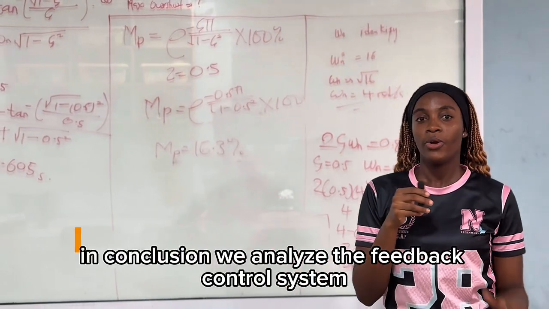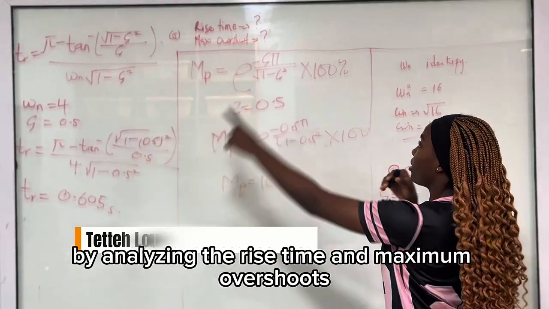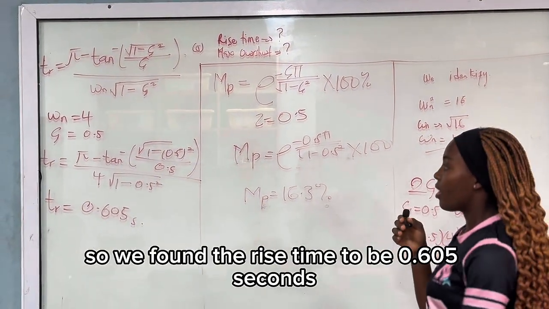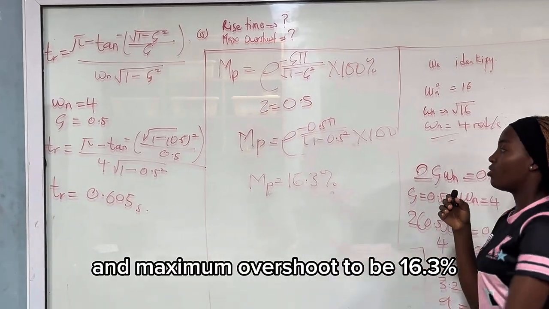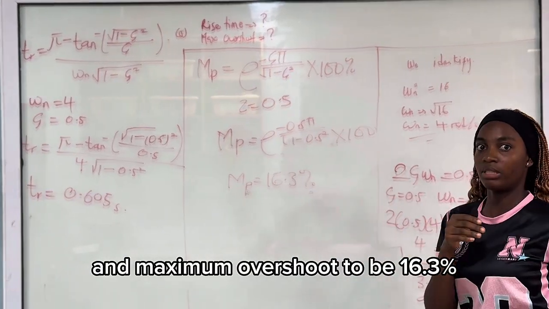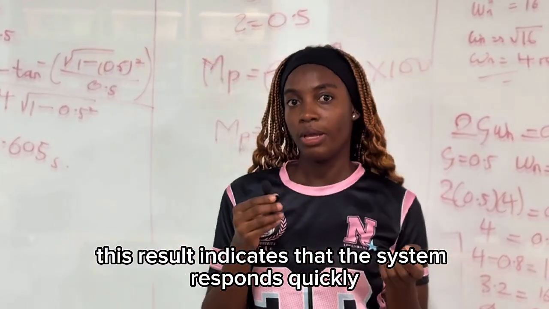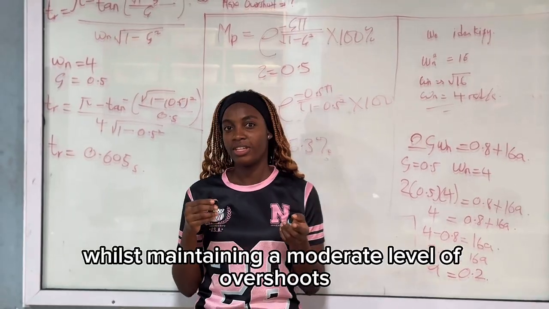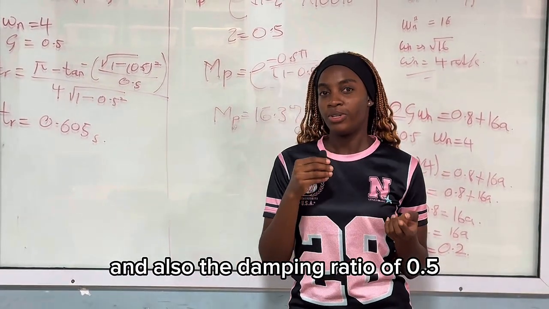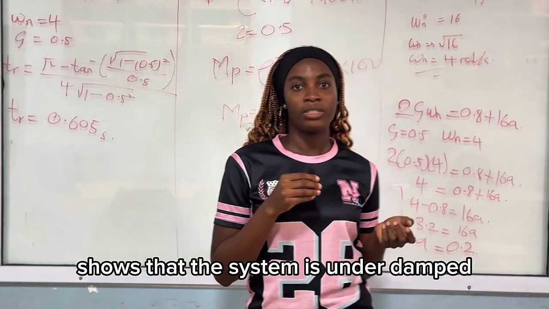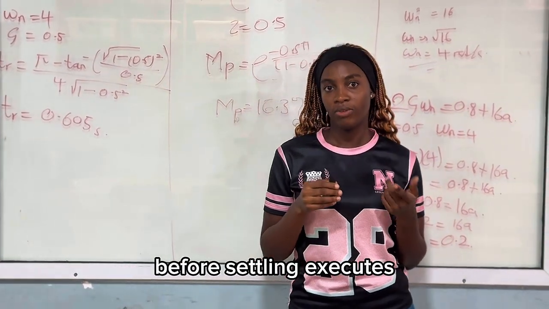In conclusion, we analyzed the feedback control system by analyzing the rise time and maximum overshoot. We found the rise time to be 0.605 seconds and the maximum overshoot to be 16.3%. This result indicates that the system responds quickly while maintaining a moderate level of overshoot. Also, the damping ratio of 0.5 shows that the system is underdamped but stable, which explains the overshoot and oscillation of the system before settling.